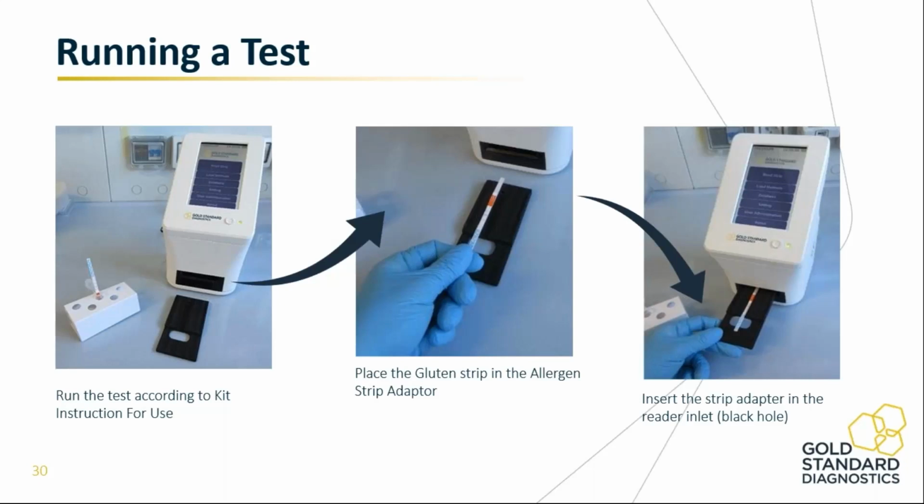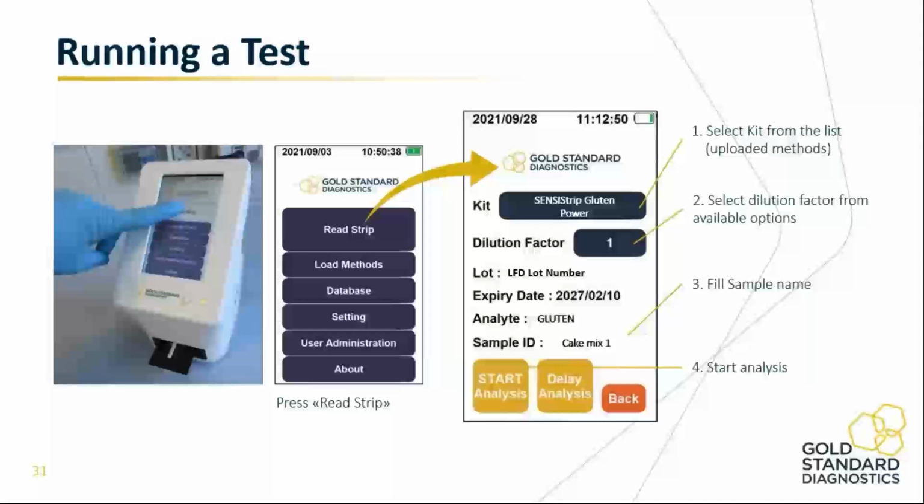And then insert the strip adapter in the reader inlet, which is the black hole that you can see here. Then press the button which indicates read strip. Then you need to select, of course, the kind of kit, the method that you want to use. In this case it would be the sensitive gluten powder.